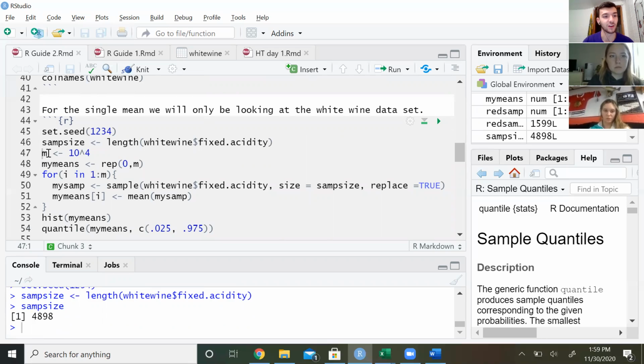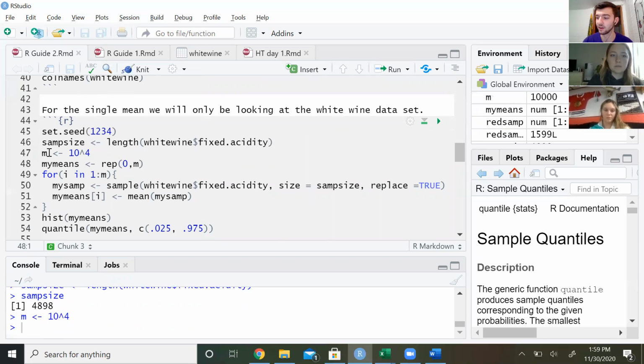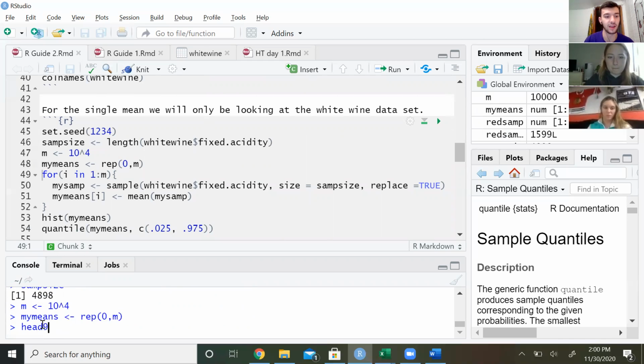We have vector m. We just have this be a big number, 10 to the 4th. This is how many bootstrap resamples that we create. We have vector my means. This is the vector that's going to be populated in the for loop. And we put a 0 in there to start so that if it returns 0 at the end of this, we know that it did not populate correctly.